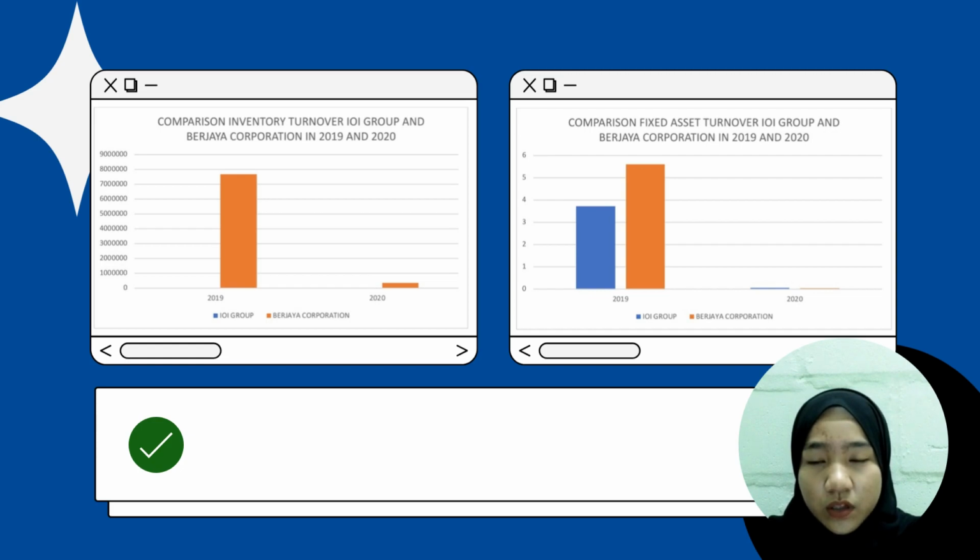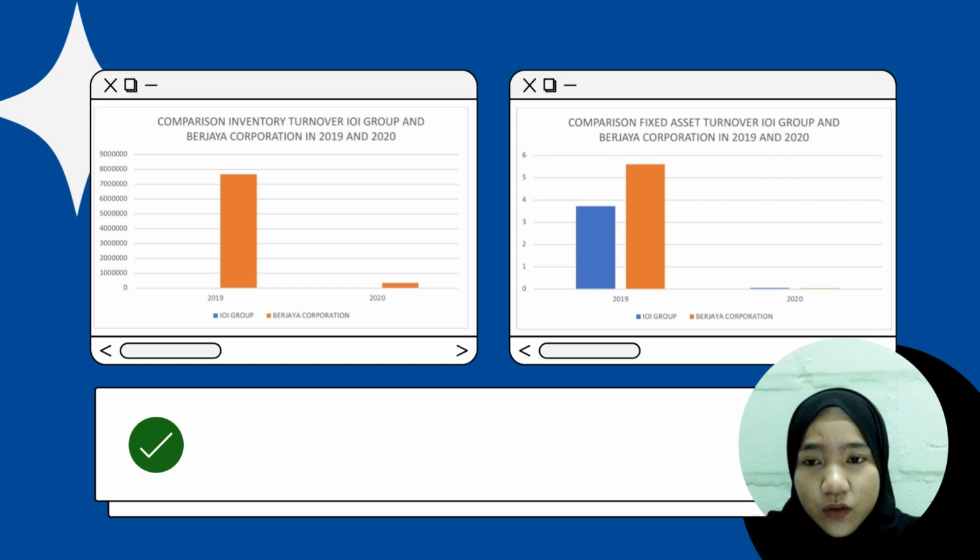For inventory turnover, Berjaya Corporation has a higher value of inventory turnover for both year 2019 and 2020, while IOI Group has lower inventory turnover in both years. It shows that Berjaya Corporation has used inventory properly to generate profit and sale.